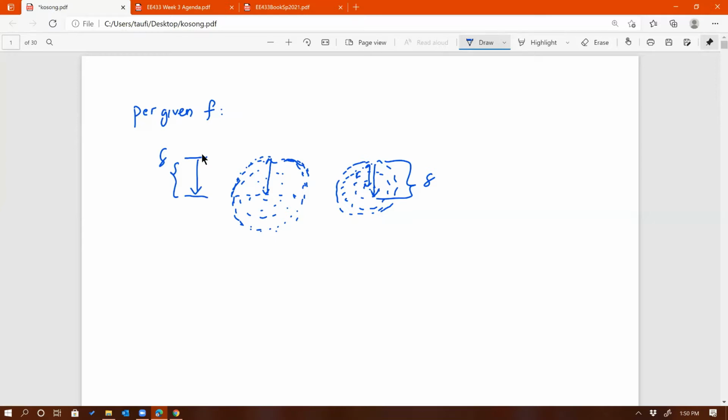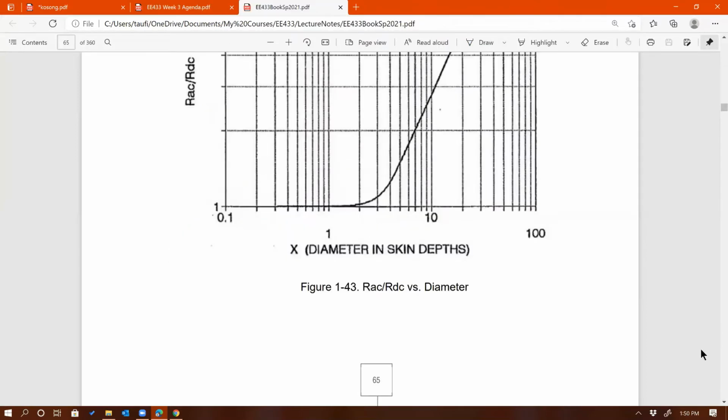So that was the conclusion that we had from last lecture. By looking at the skin depth, we can use it to select or choose the size of the wire used for the inductor or transformer. Okay, so that was last time.